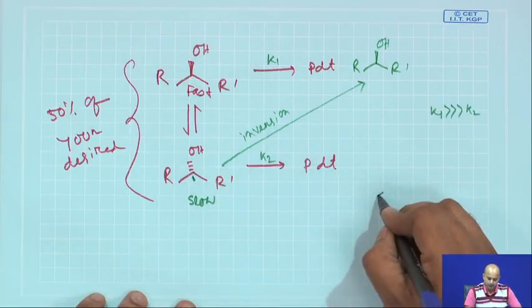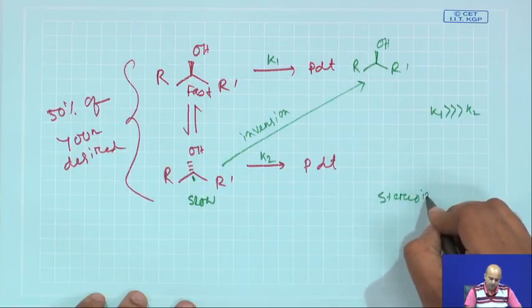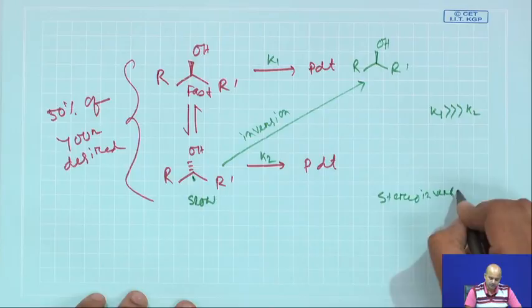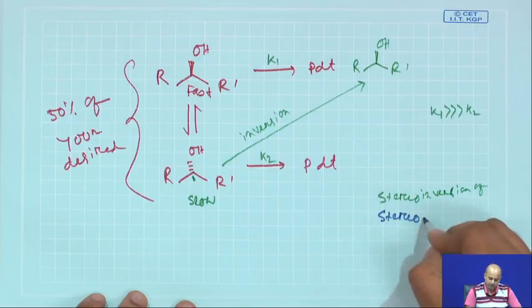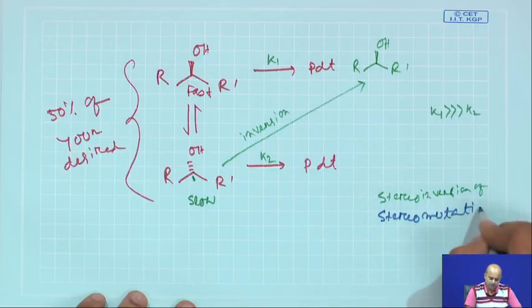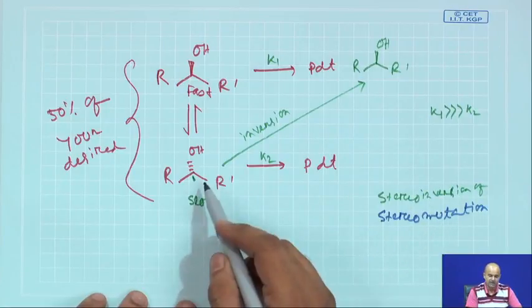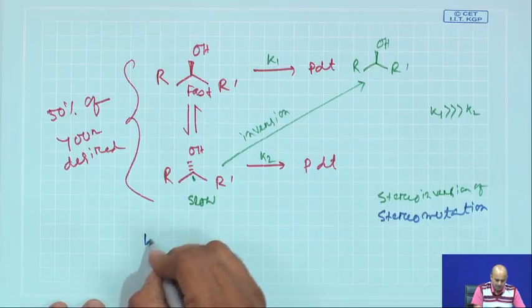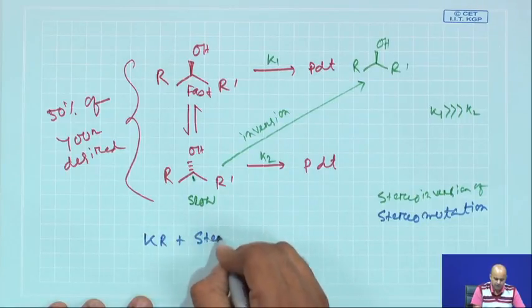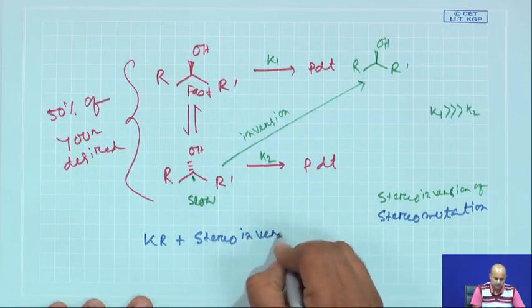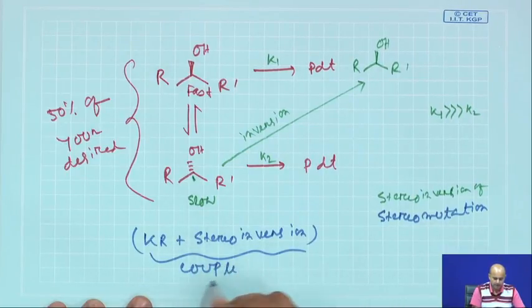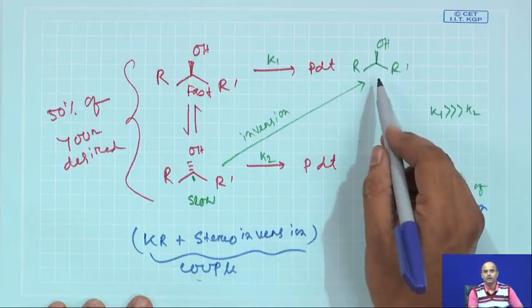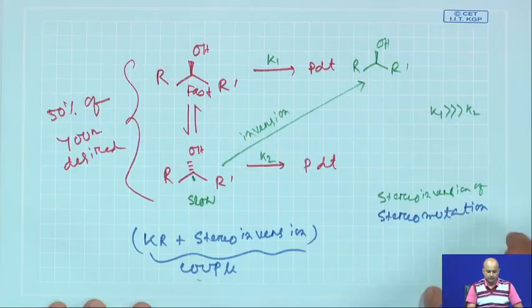Now, this particular point we call stereo inversion or stereomutation. Mutation is a terminology often used in biology, but stereomutation means a stereocenter has been changed. So, sometimes kinetic resolution plus stereo inversion is coupled together. If you can couple these two pathways together, you have a very good pathway to get one enantiomer exclusively. So, this all depends on which kind of compound you are dealing with.